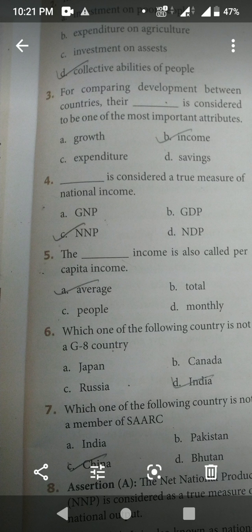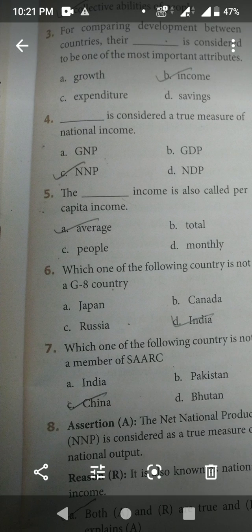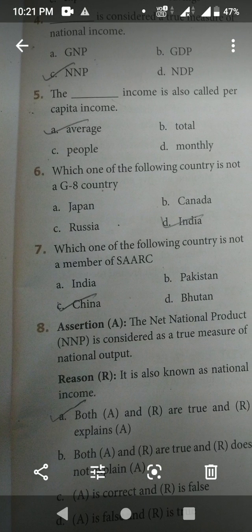Seventh question. Which one of the following country is not a member of SAARC? That is China. Option C, China.